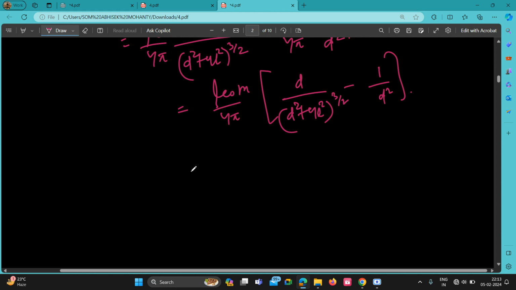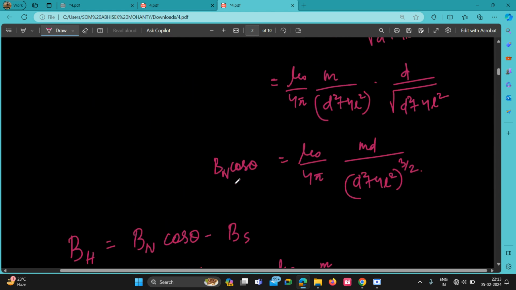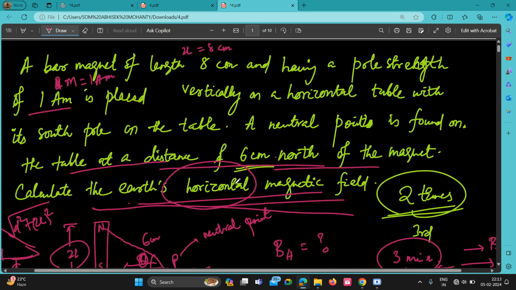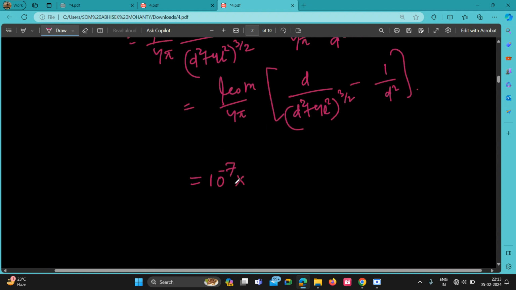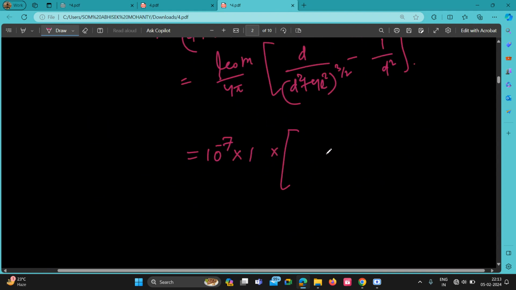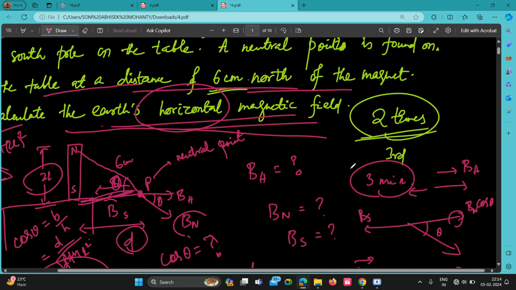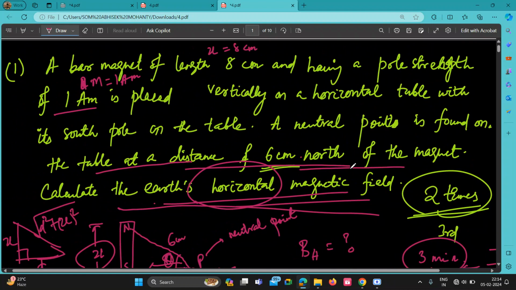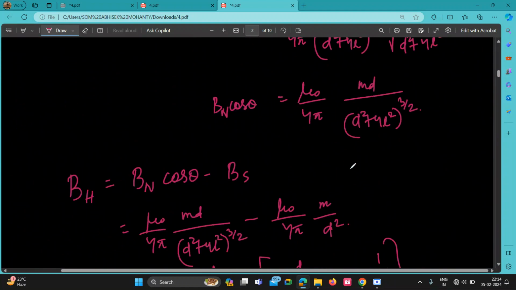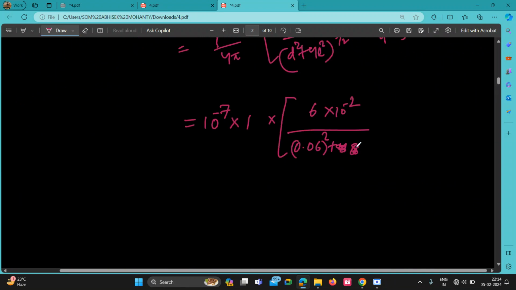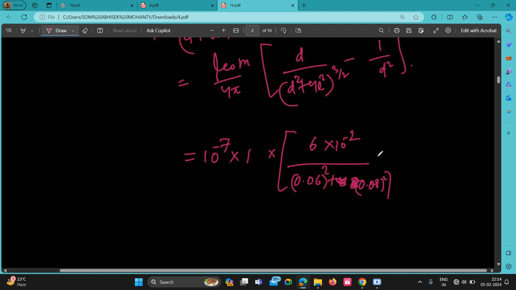So mu naught by 4 pi is 10 to the minus 7 into m. M is your pole strength, 1 ampere meter. So 1 ampere meter into d by d, the distance, is 6 centimeter, 6 into 10 to the minus 2, divided by 0.06 square plus 2l whole square. 2l is 8 centimeter, so 0.08 square, to the power 3 by 2, minus 1 by d square, that is 0.06 square.